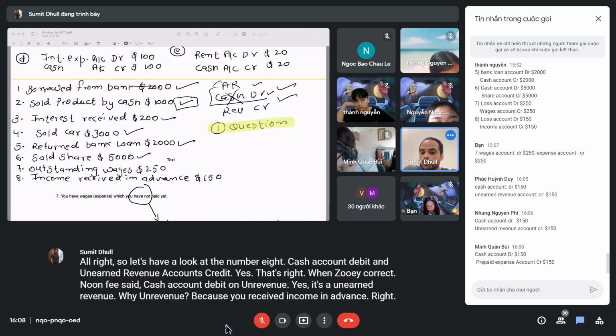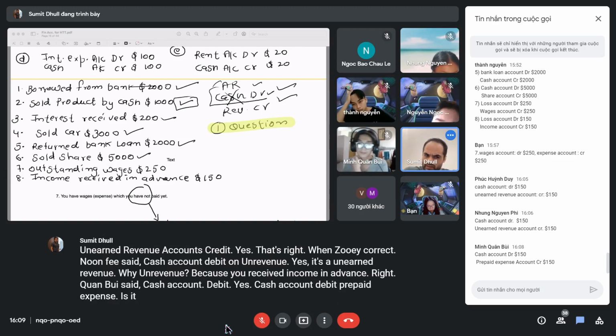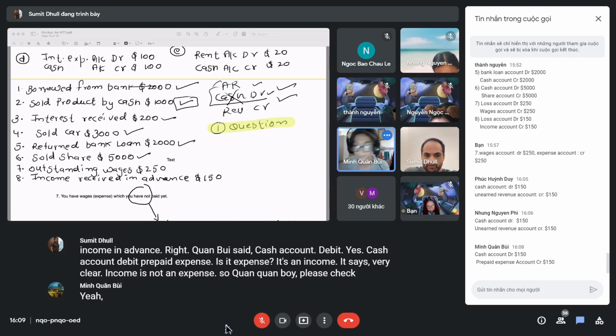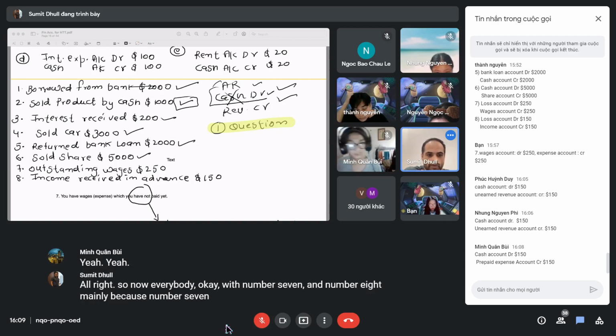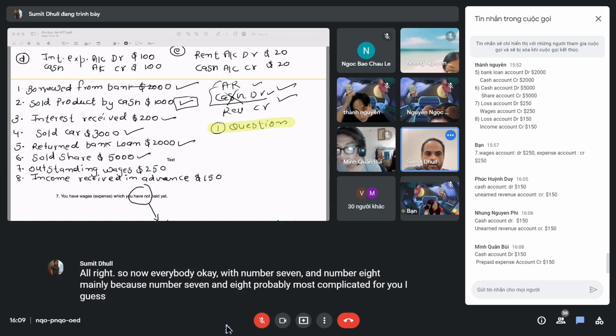Right? Kwan Bui said cash account debit. Yes, cash account debit. Prepaid expense. Is it expense? It's an income. It says very clear, income. It's not an expense. So Kwan Boy, please check. Yeah, okay, teacher. So now, everybody okay with number 7 and number 8 mainly? Because number 7 and 8 are probably the most complicated for you, I guess. Everybody okay with it?